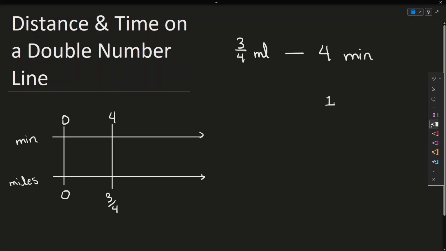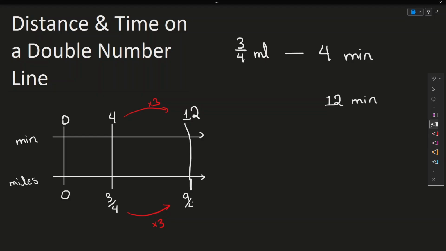First, how far does the scooter go in 12 minutes? Well, 12 is a nice multiple of 4. I can multiply by 3. So I'll multiply both the top and the bottom by 3. 4 times 3 gives us 12, and 3/4 times 3 gives us 9/4, or 2 1/4. So in 12 minutes, the scooter drives 2 1/4 miles. That makes sense because 12 minutes is 3 4-minute chunks, and each chunk is 3/4 of a mile.